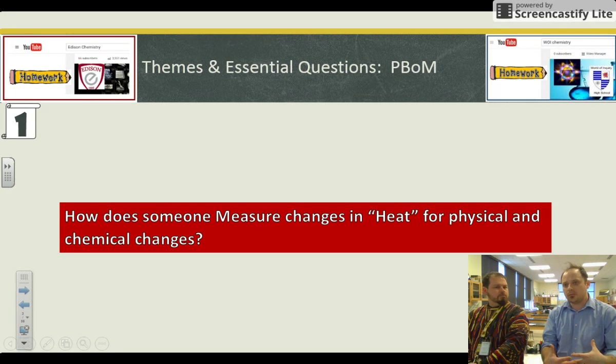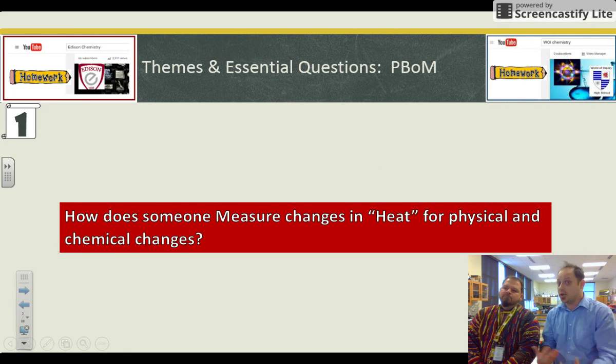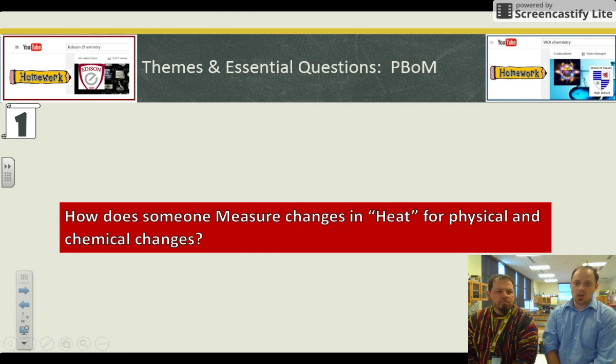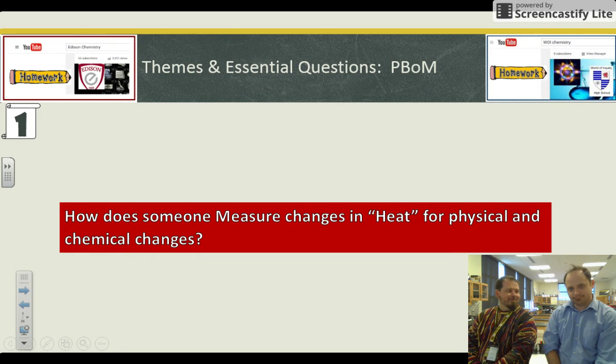So this unit, don't let it scare you because we're just putting new definitions on top of what most of us already know. A little bit of math and we're out of here. How do you measure changes in heat? Physical or chemical changes. How do you even measure changes in heat? A calorimeter. Boom.